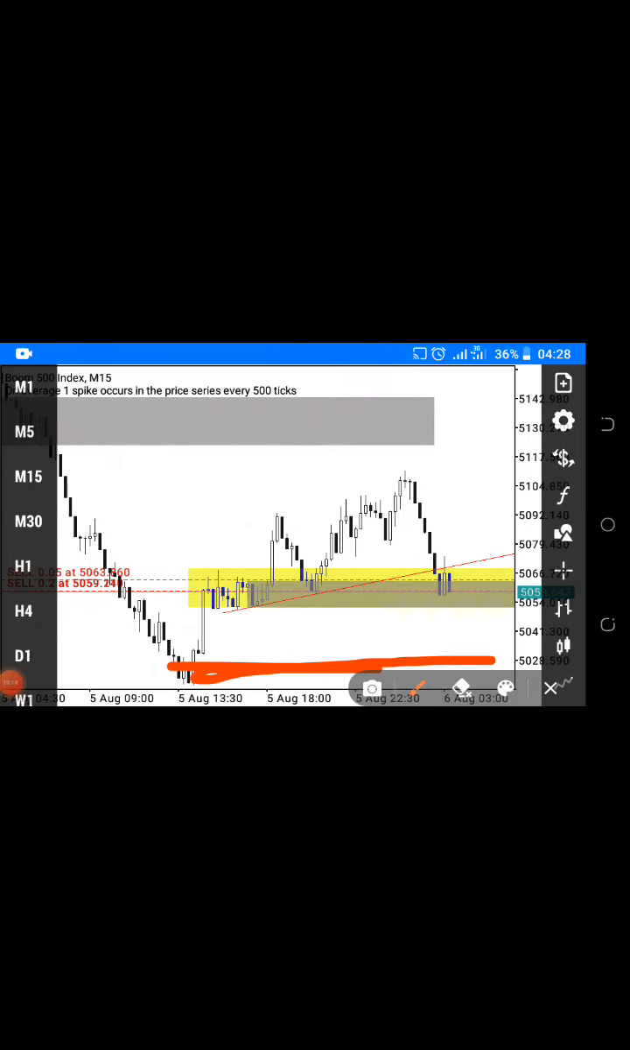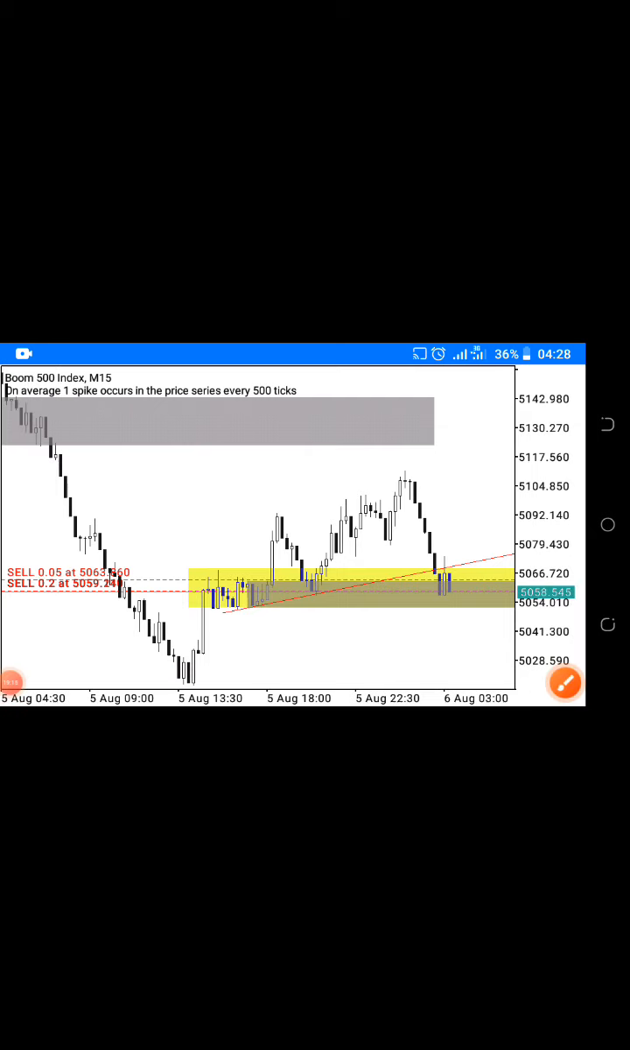I may not make the video last till the market runs to this zone, but definitely that is what price action helps us to understand about price movement or market movement: the creation of lower highs and lower lows.